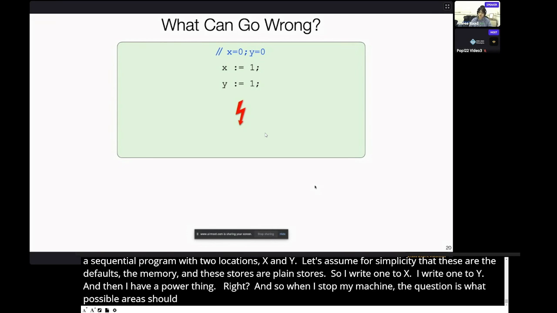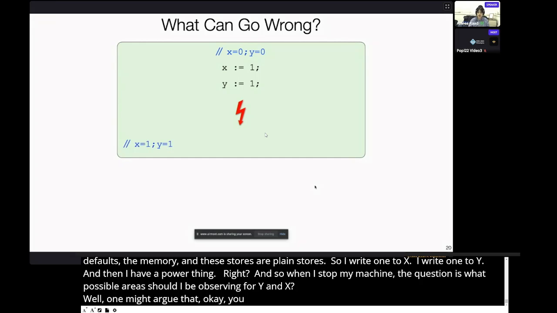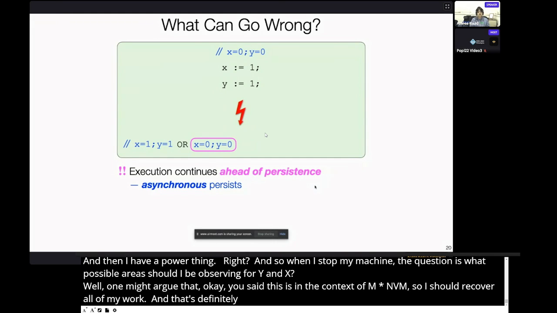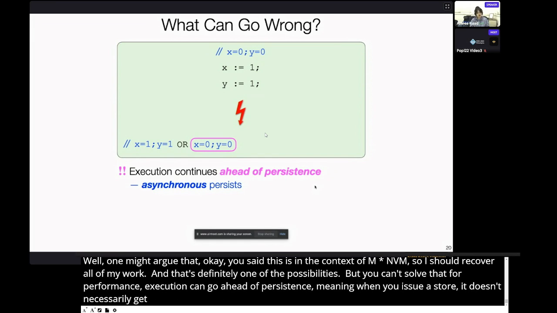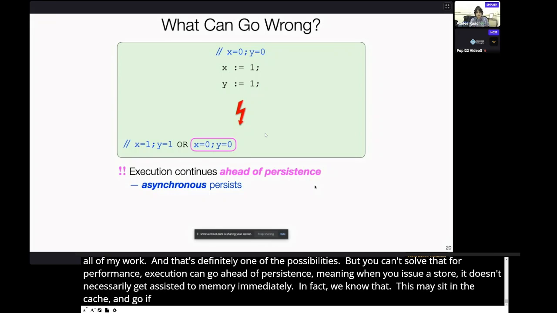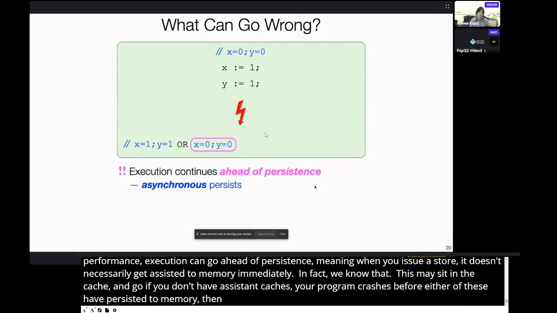Well, one might argue that, okay, you said this is in the context of NVM, so it should be non-volatile, and I should recover all of my work afterwards, so X and Y should both be 1. And that's definitely one of the possibilities. But it turns out that for performance, execution can go ahead of persistence, meaning when you issue a store, it doesn't necessarily get persisted to memory immediately. In fact, we know this. It may sit in the cache hierarchy, right? And if you don't have persistent caches, and your program crashes before either of these writes have persisted to memory, then of course, when you restart the machine, you will have lost all of this work, and you will see the initial value 0 for both of them.